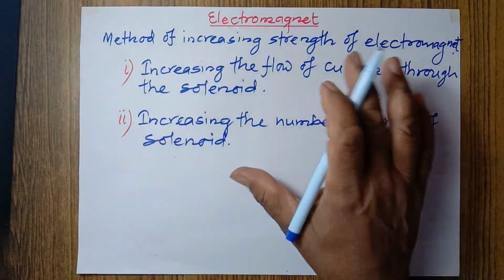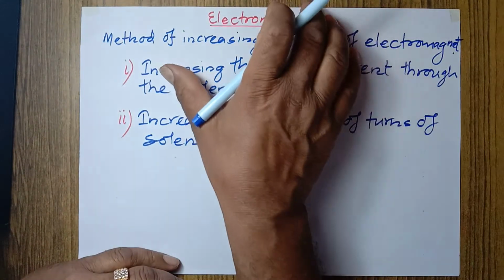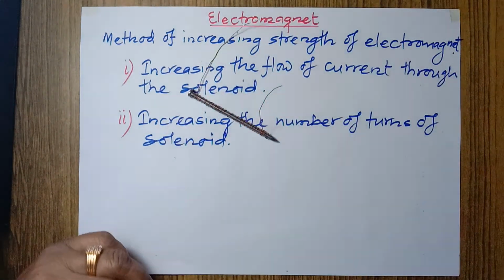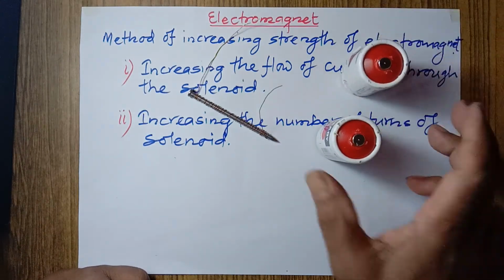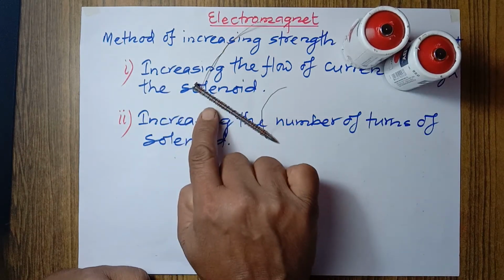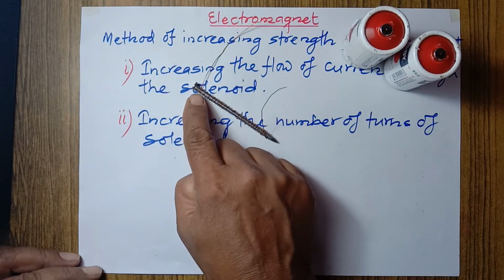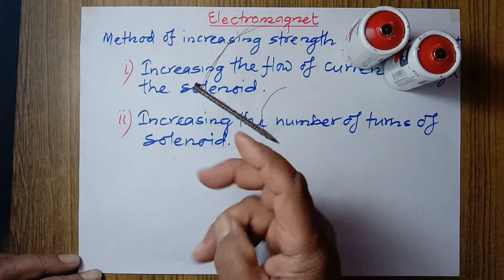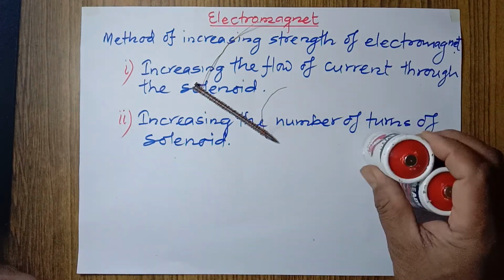Okay, it means practically what we concluded: the strength of the electromagnet can be increased by increasing the flow of current using more cells in the circuit, and the strength of the electromagnet can be increased if the number of turns around the electromagnet is increased. There are two methods of increasing the strength of an electromagnet, and that is proved practically.